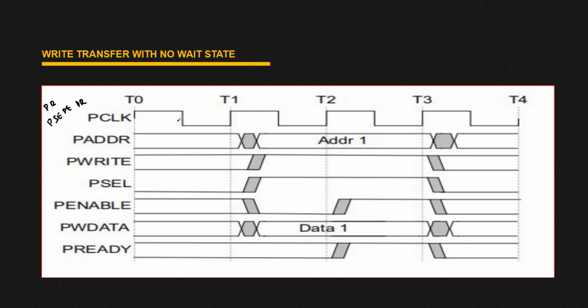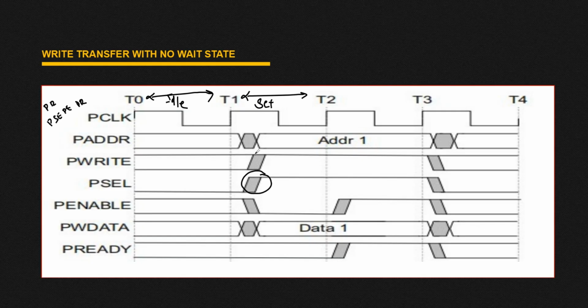Okay, now here you can see at T0 to T1 we are in idle phase, because our PSELECT signal is low here. Okay, now for T1 to T2, here our PSELECT signal is rising. You can see our PSELECT signal is asserting. So here we are in setup phase.